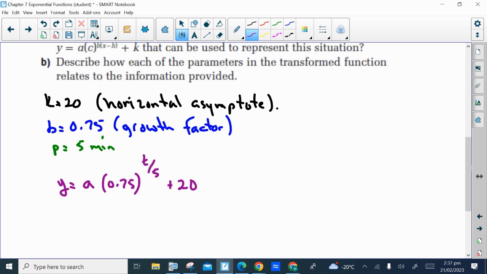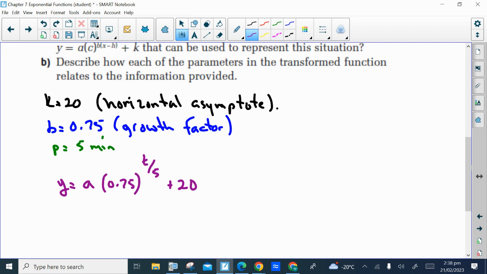So all we're missing here is figuring out what A is, that initial amount. And again, it's not really the initial amount in this scenario. If there is no shifting up and down, there is no vertical stretching, then A is the initial amount. But in this case, the graph is shifted up 20 units. So we can algebraically determine what A must be because we do have the temperature at time 0.